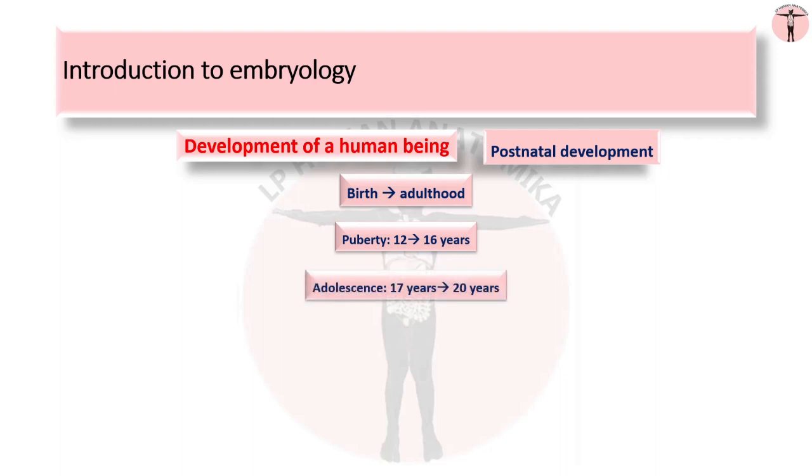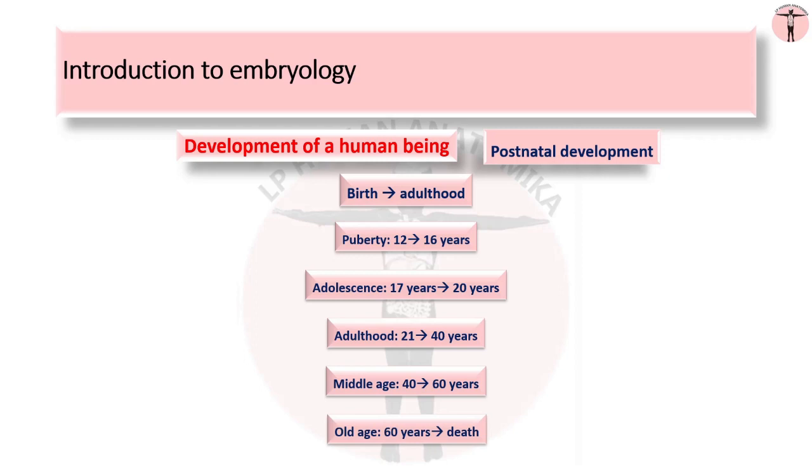Adolescence extends from 17 years to 20 years. During this period, there will be rapid physical growth and sexual maturation. The reproductive ability is established. Adulthood extends from 21 years to 40 years. Middle age extends from 40 years to 60 years. And old age extends from more than 60 years to death.